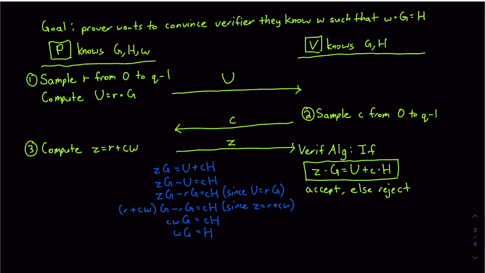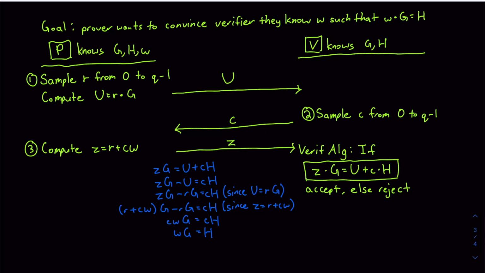But here's the important question. Could a malicious prover cheat if they don't know W? They might try to guess a Z that satisfies the equation, but remember that Z equals R plus C times W. A dishonest prover only knows R and C, not W. Since W could be any value in a huge field of size roughly 2 to the power 256, the probability of randomly guessing the correct Z is astronomically small, basically zero. That's why the protocol is secure.